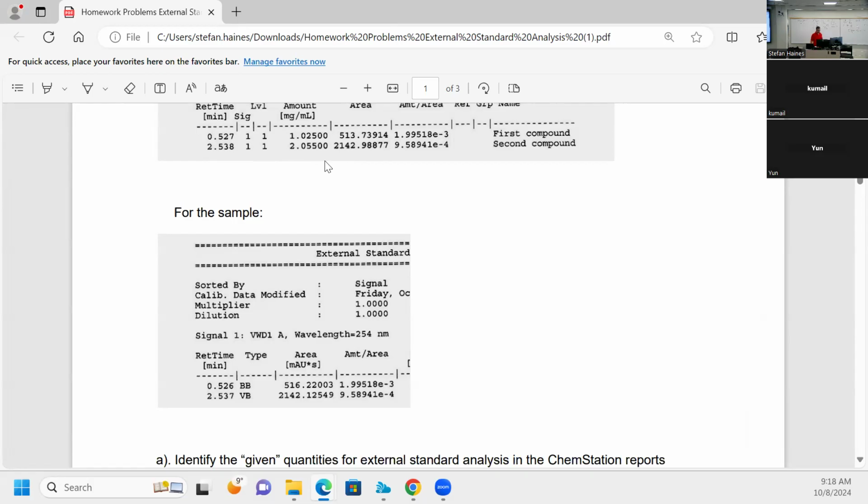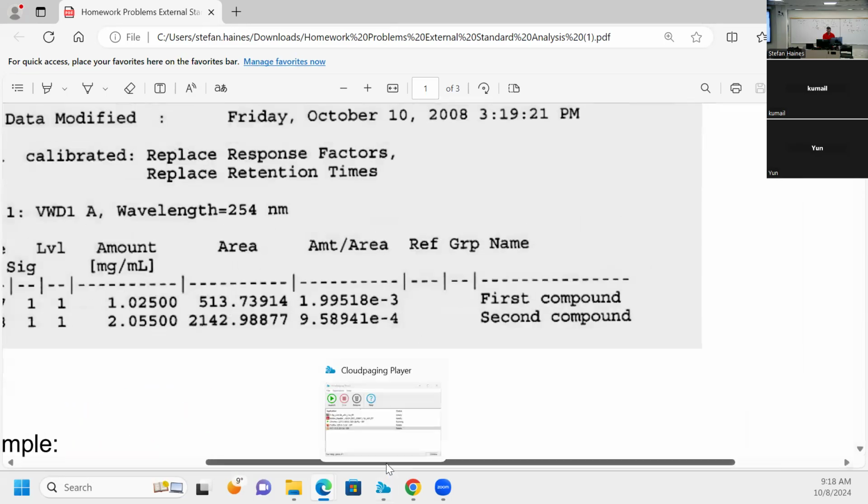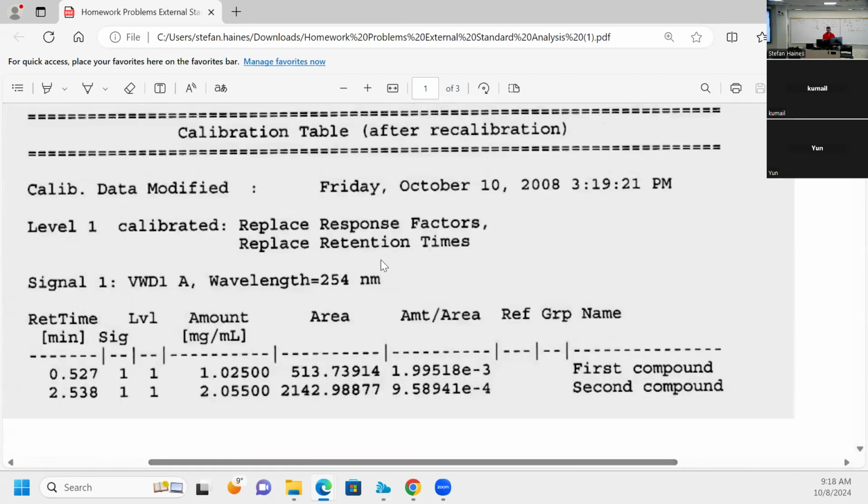Let's zoom in a bit. Okay. Here are the standards, and these are also on Blackboard if you want. There's your amounts and your areas.